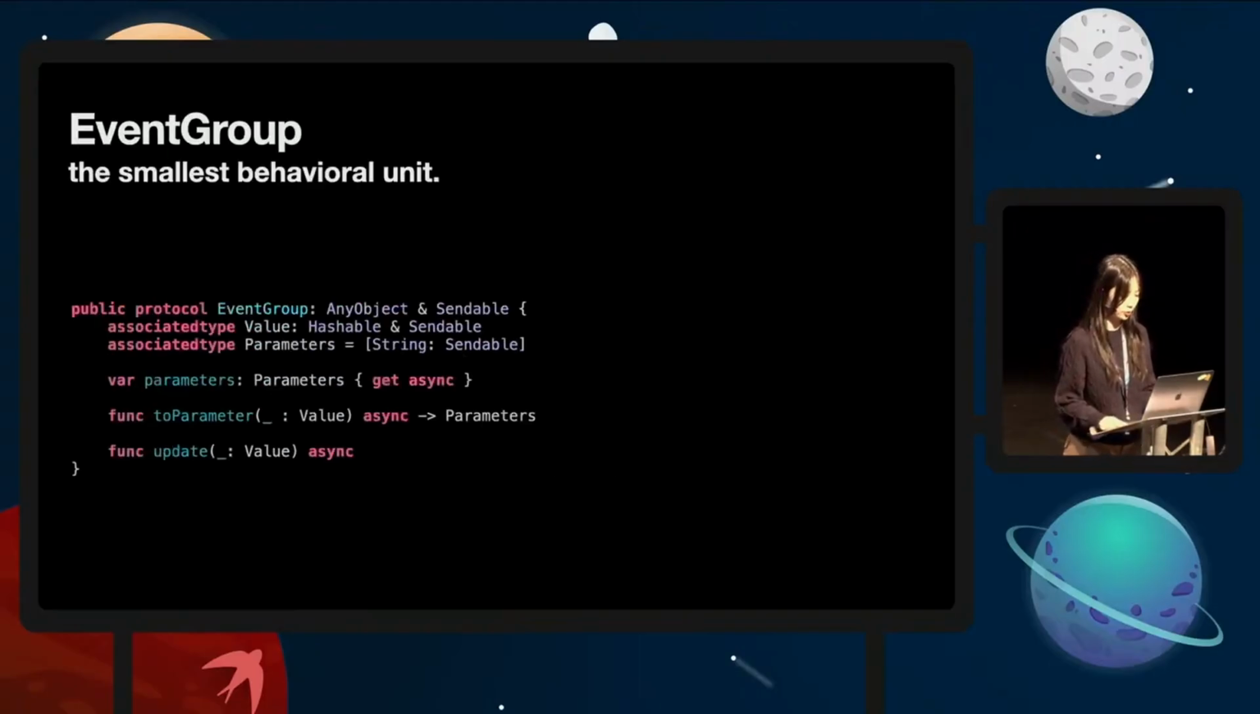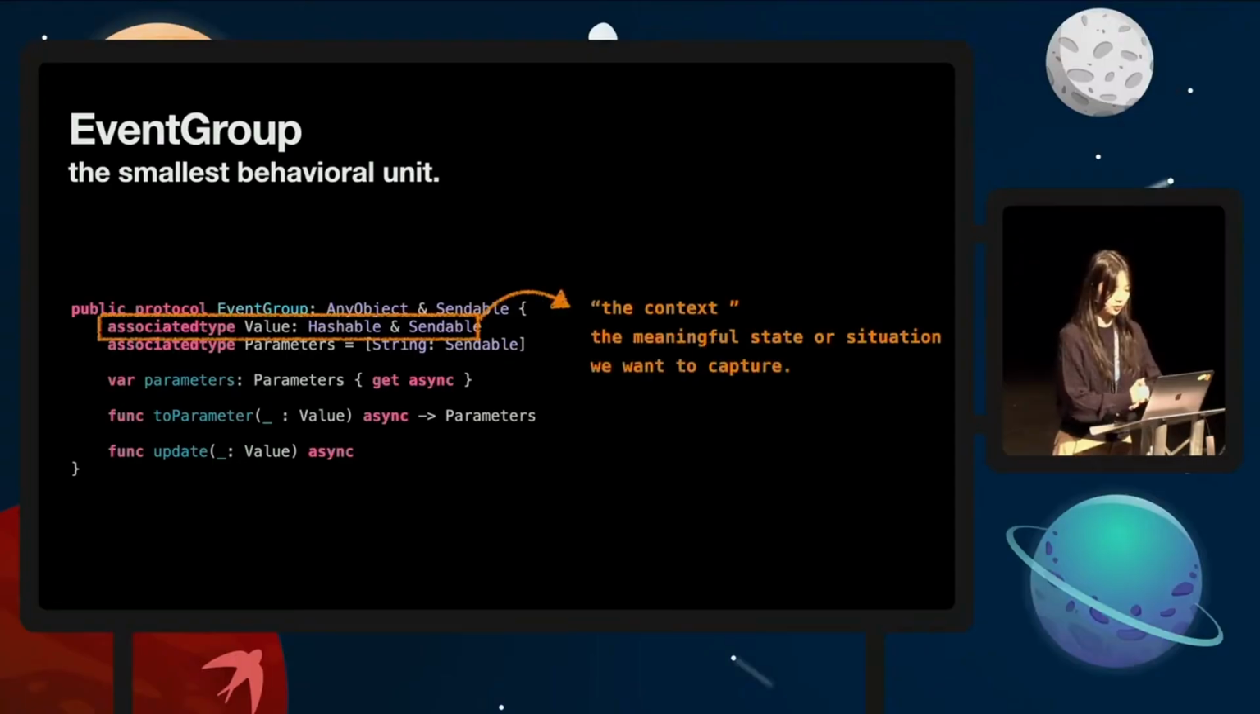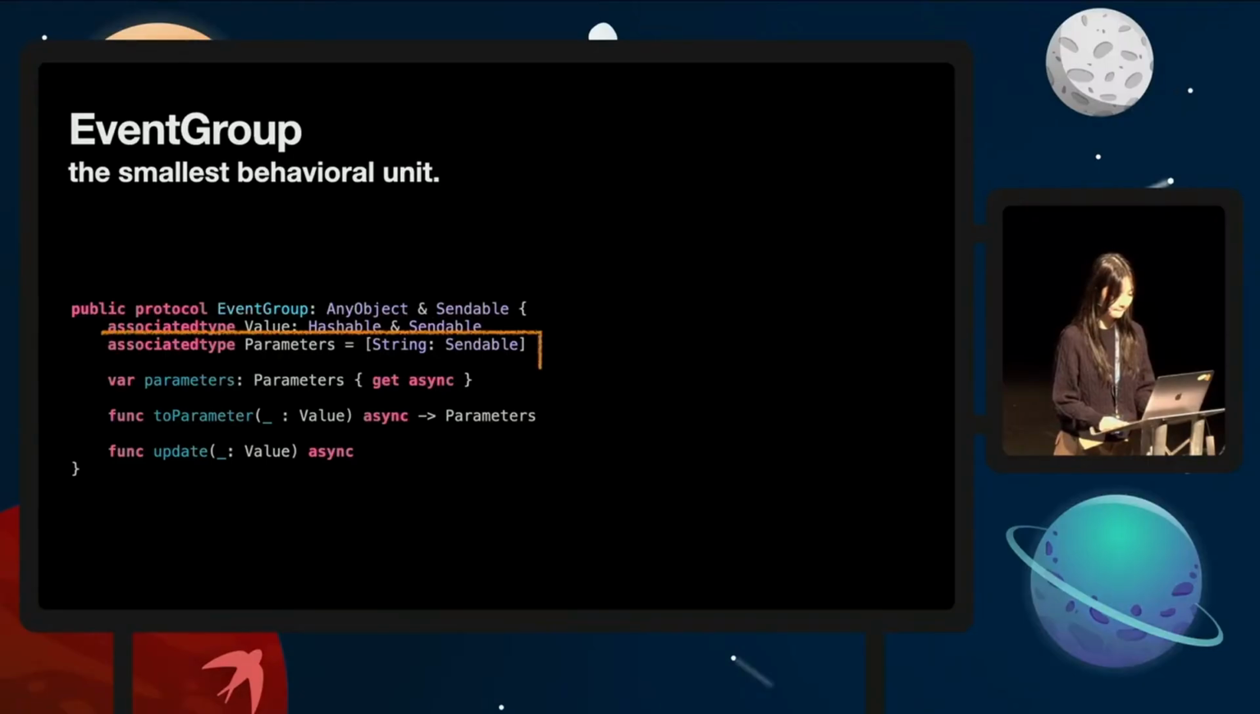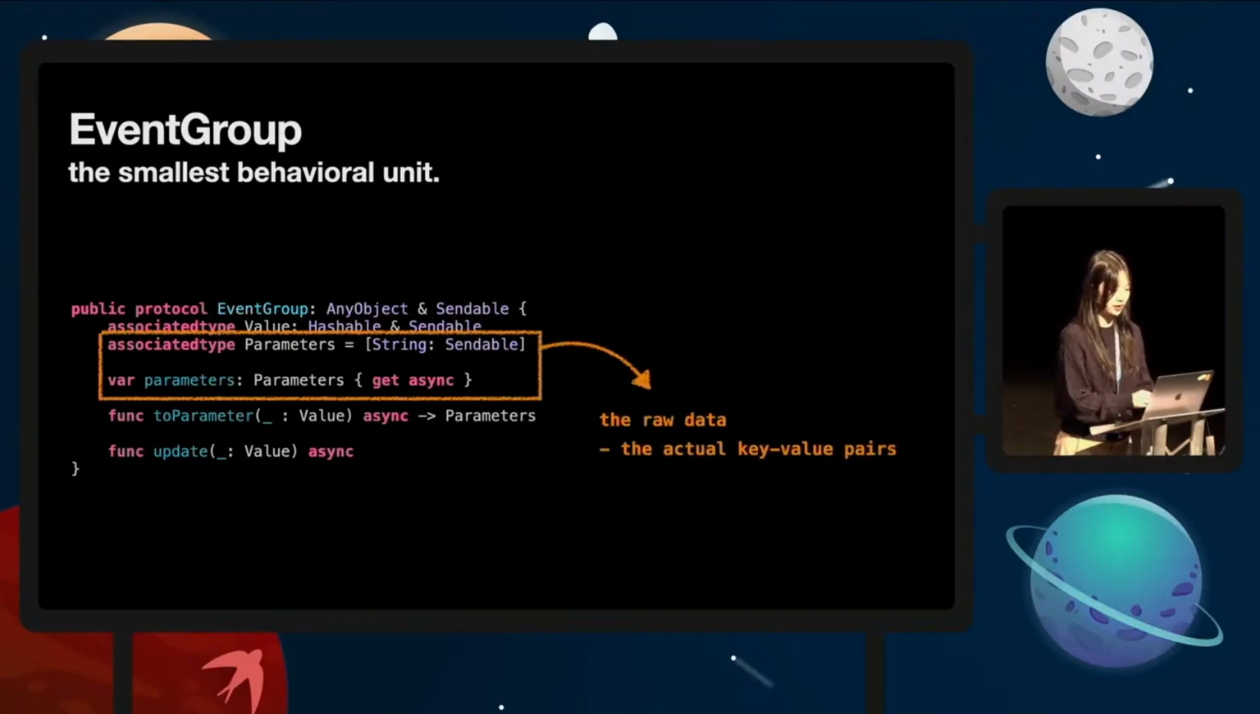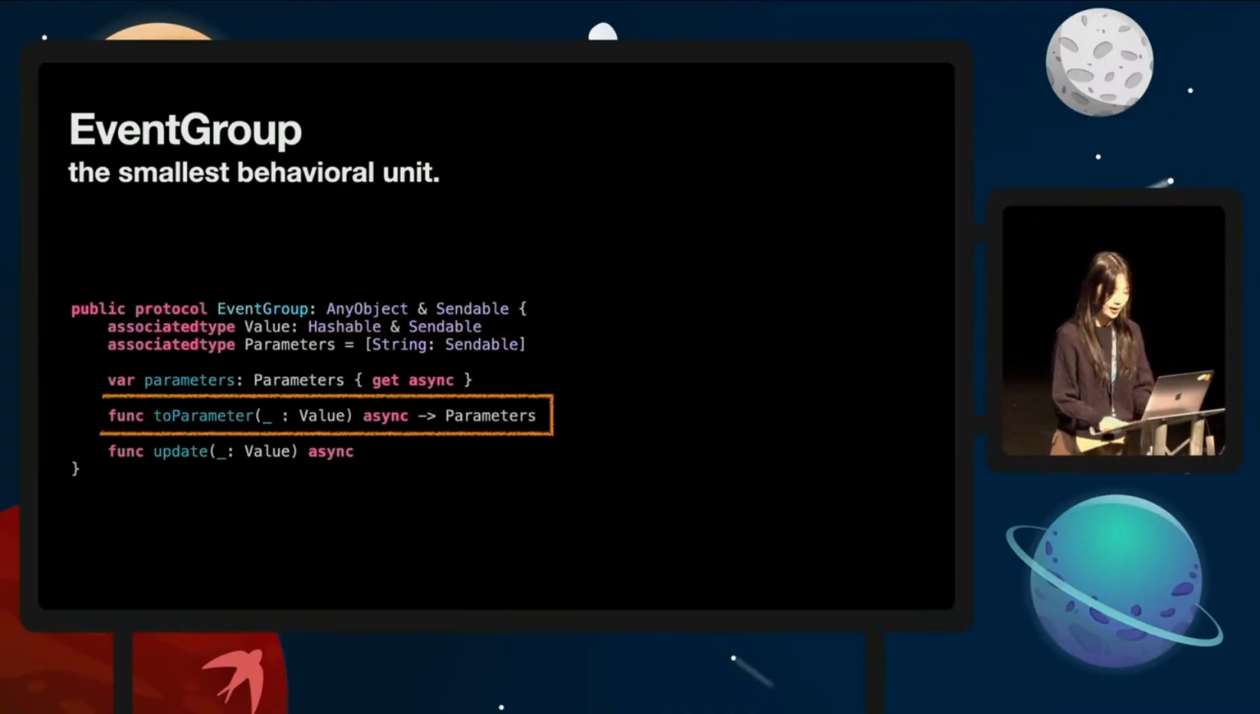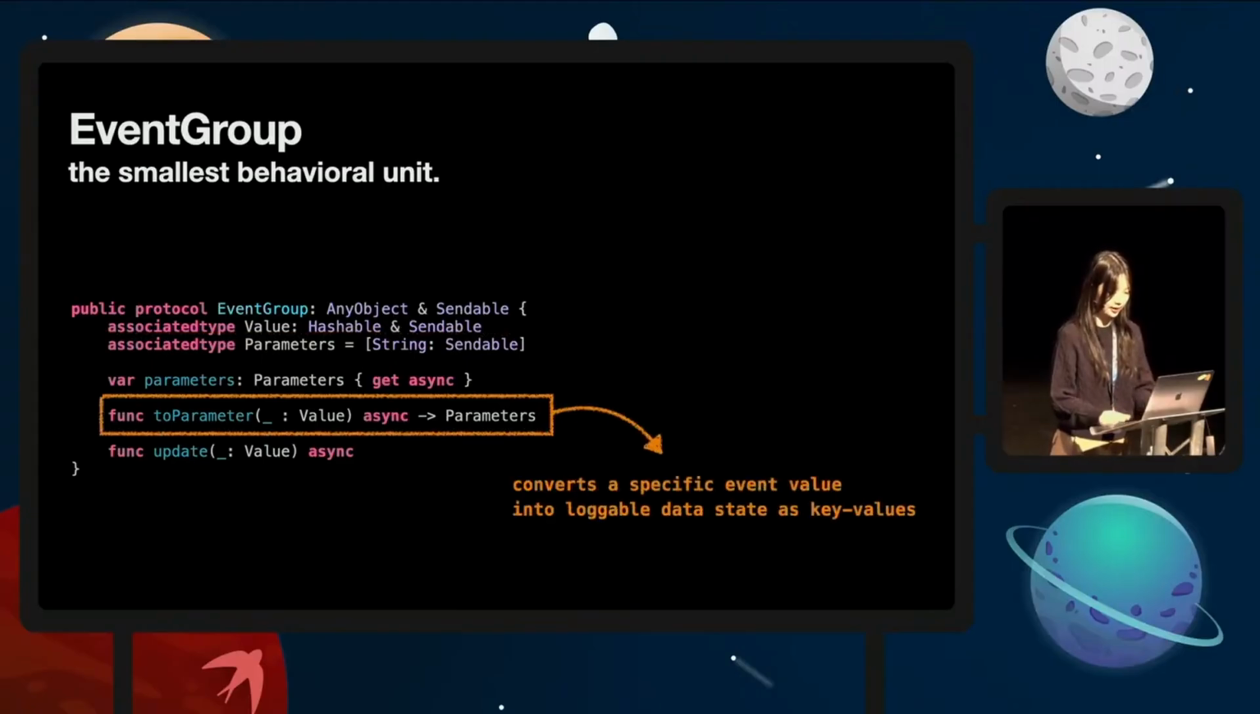Let's start with the core protocol. This is the event group, the smallest behavior unit. It represents a user context, not just a screen. Inside the event group, value represents the context, the meaningful state or situation you want to capture. It's what describes why the user is doing something. And the parameters, on the other hand, are the raw data, the actual key-value pairs that get logged and sent out. And this method, toParameter, is what connects the two. It transforms context into raw analytics data. In short, value is what we understand, and parameters are what we record.